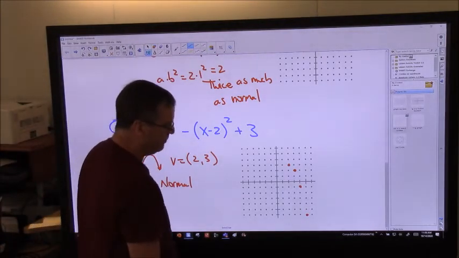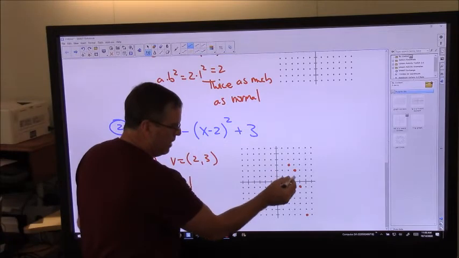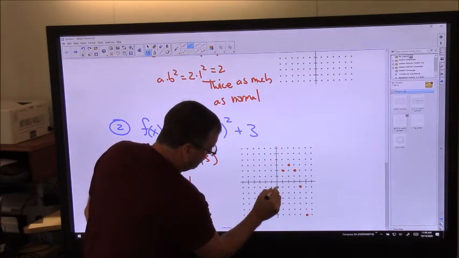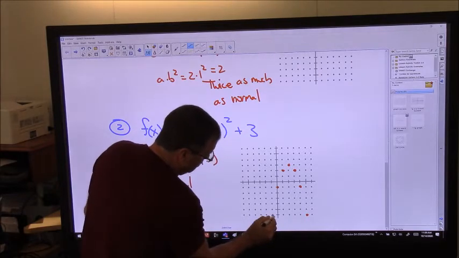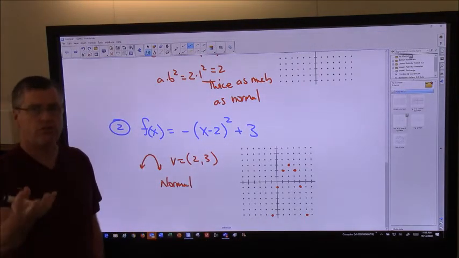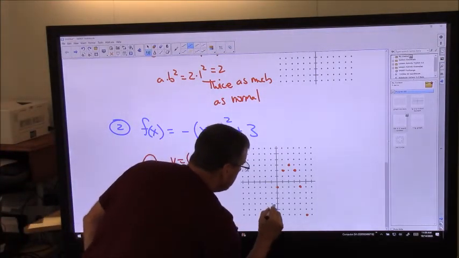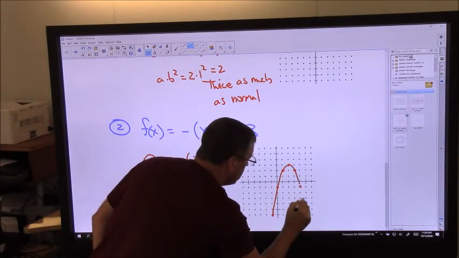All right, so now I know that parabolas have symmetry, so there's going to be a point here, there's going to be a point there, and there's going to be one right there. Symmetry means it's the same on both sides. And here's my parabola.